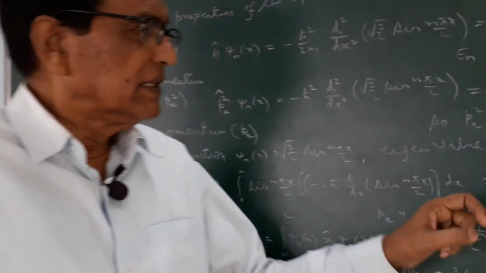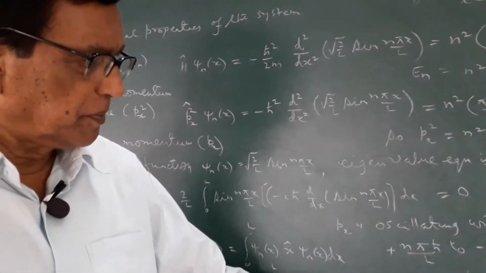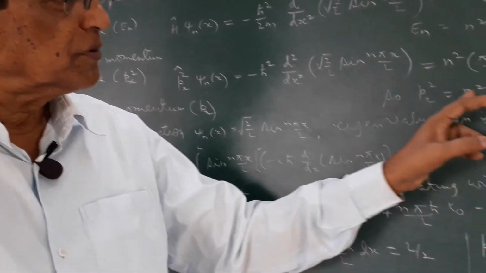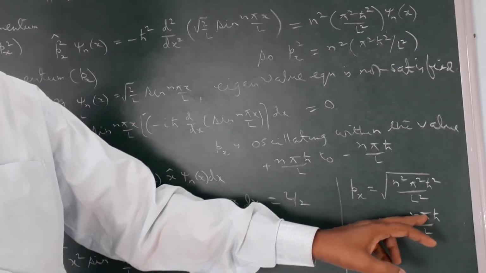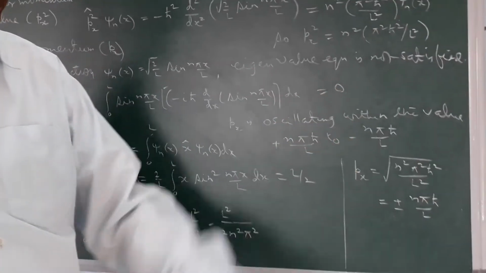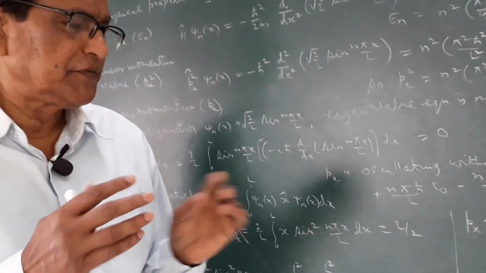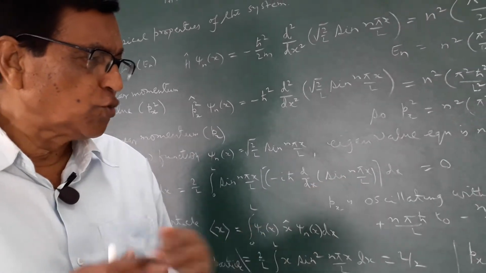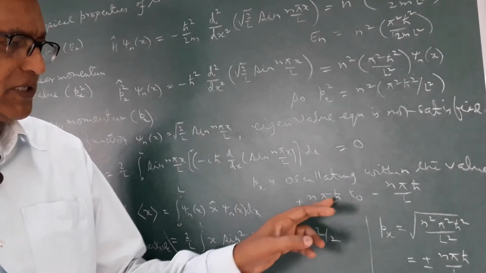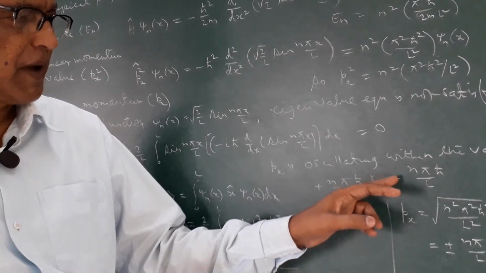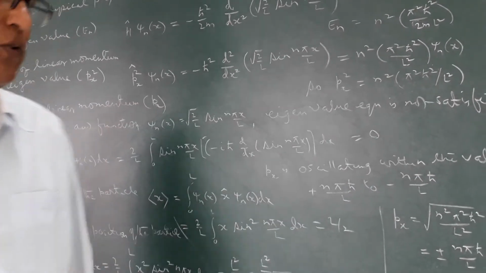But this Px square is this one, so Px equals the square root of this one, equal to plus or minus n pi h cross by L. So it is explained in this fashion. This Px is oscillating between the values plus n pi h cross by L and minus n pi h cross by L. So the average value equals 0.